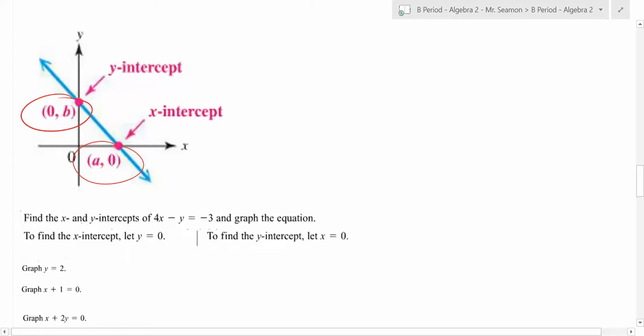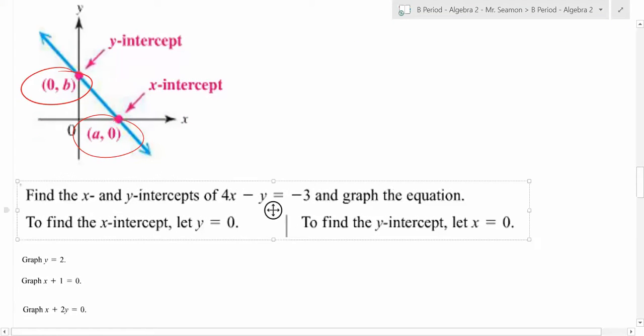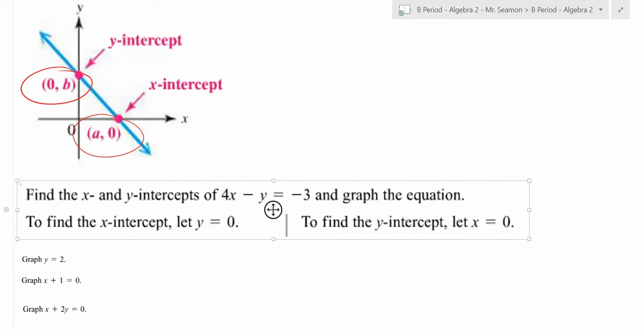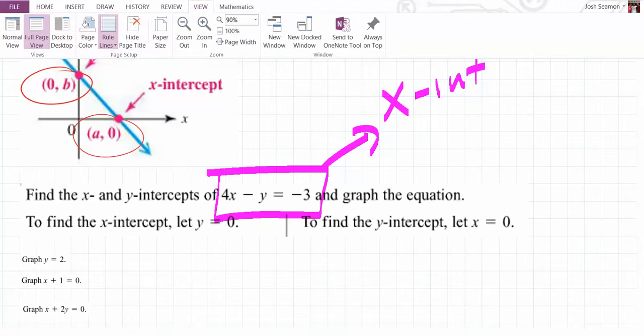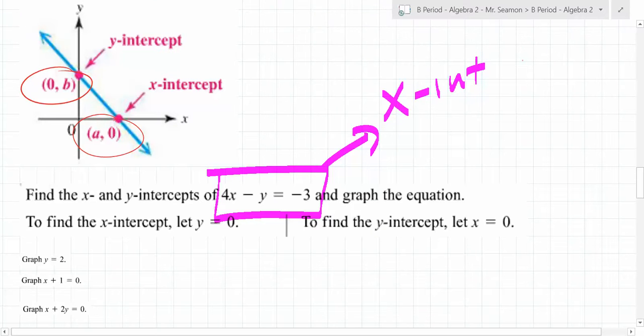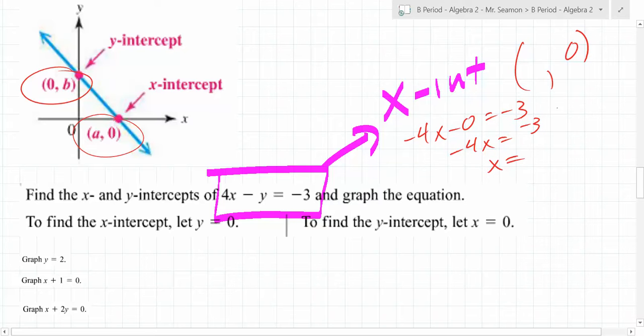I would like you to use that method, and please find the intercepts. So the x-intercept is when what is 0? When y is 0. So when y is 0, you end up with negative 4x minus 0 equals negative 3. So negative 4x equals negative 3. So what does x equal? 3/4. So we just found the x-intercept.